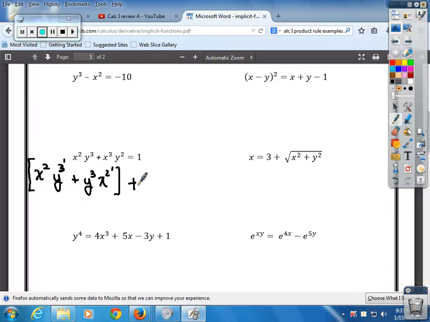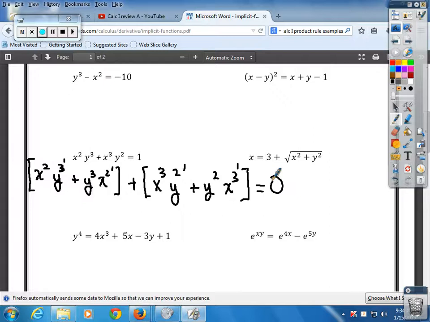Plus the first times the derivative of the second, plus the second times the derivative of the first is equal to what? I'll do that one for you. 0. I'll do that derivative.